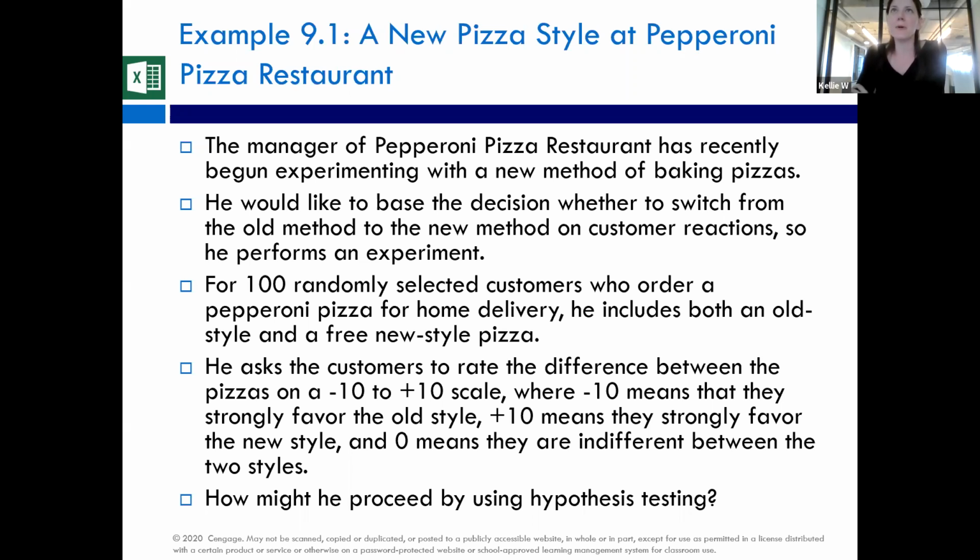So we pick 100 people. We're going to send them their old pizza that they ordered, but also a new one. And we're going to ask them to try them both out and then rate the difference between the pizzas from -10 to 10, where -10 would be I really, really like the old pizza and I really dislike the new one. 0 would be they're both fine. And +10 would be I really, really, really favor the new one.